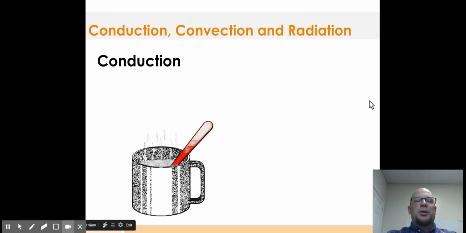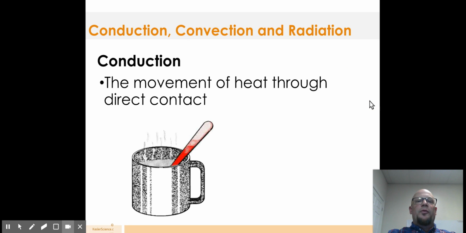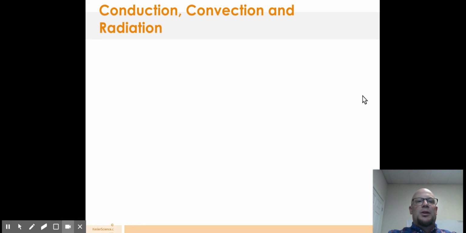So let's look at conduction first. Conduction is the movement of heat through direct contact. So this is the key phrase, direct contact. Now you see this spoon is in the hot water and heat is moving up the spoon because it's directly in contact with the hot water. That's the direct contact. So in our previous picture, had we had that pot sitting on the stove, that would have been conduction.